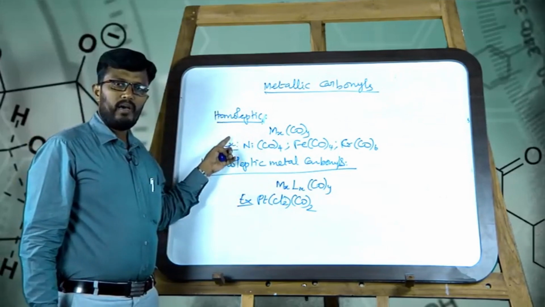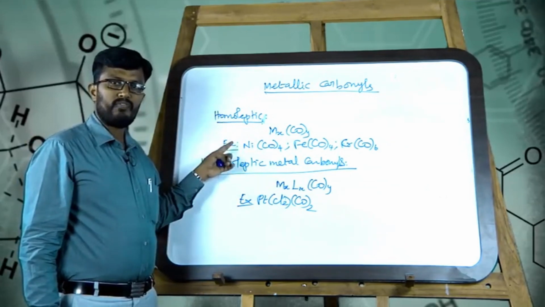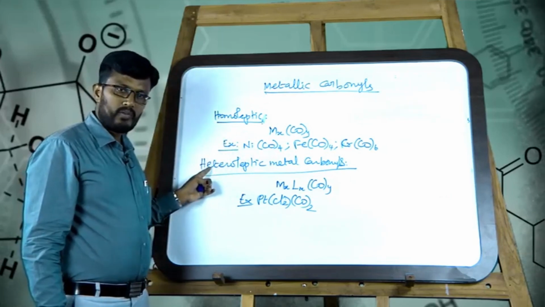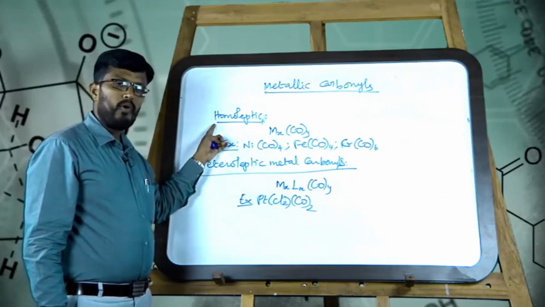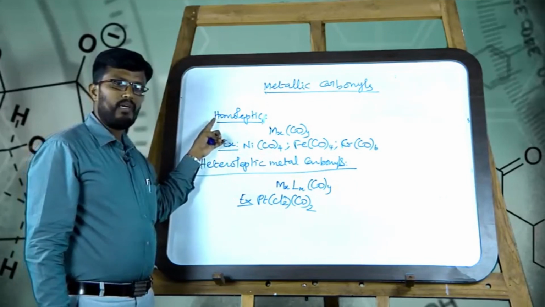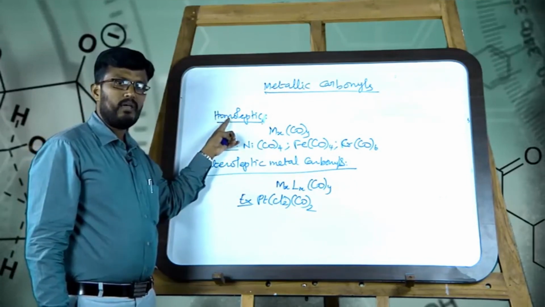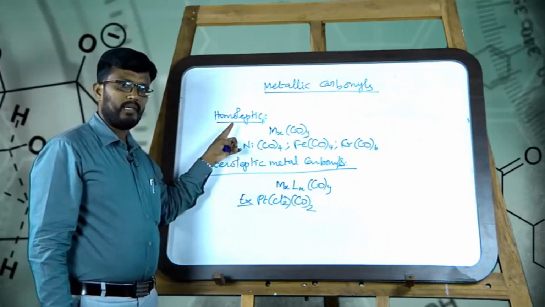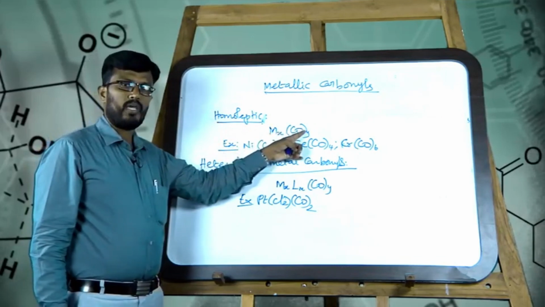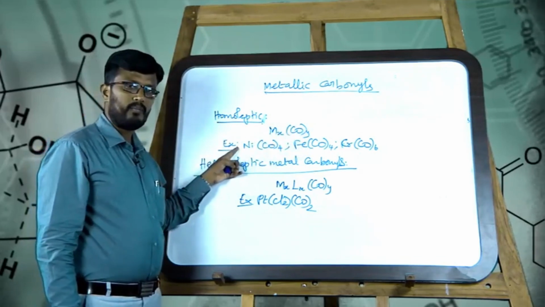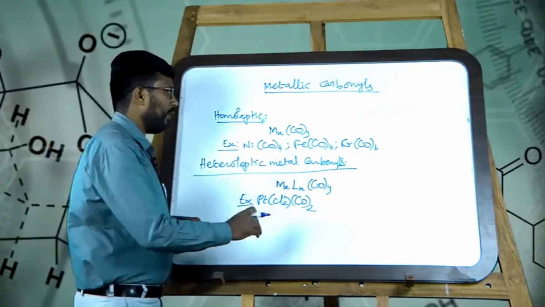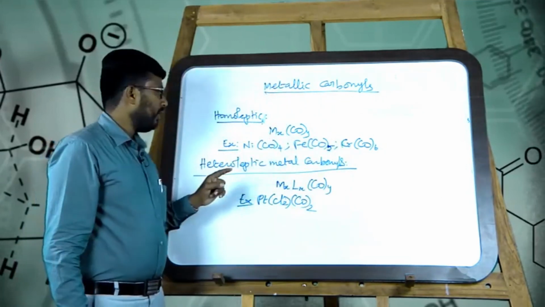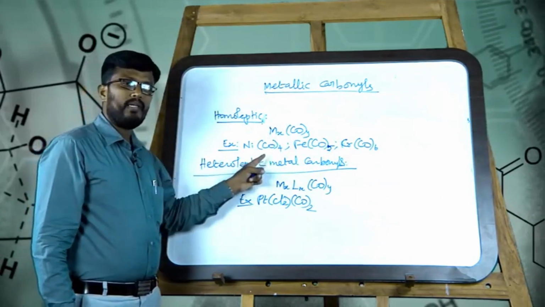Based on the type of ligands, metal carbonyls are classified into homoleptic and heteroleptic metal carbonyls. In homoleptic metal carbonyls, only one type of ligand is present. The general formula of homoleptic metal carbonyl is MxCOy. For example, nickel tetracarbonyl, iron pentacarbonyl, chromium hexacarbonyl.